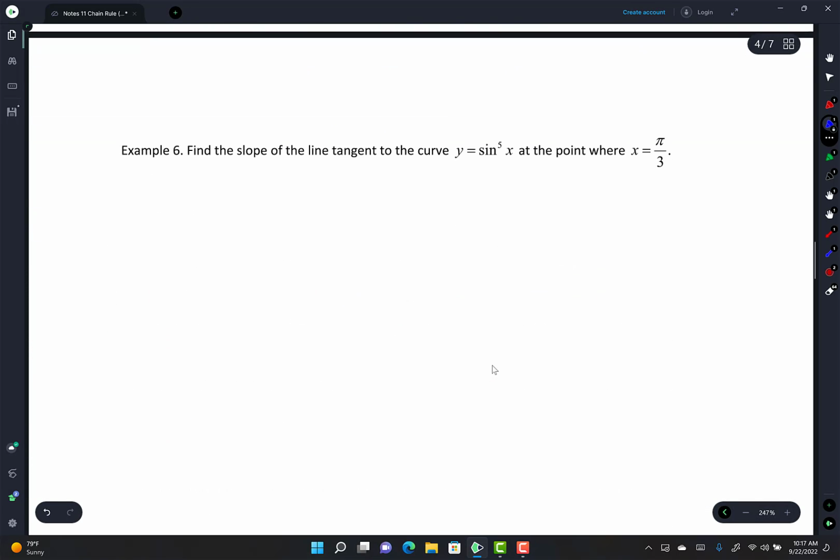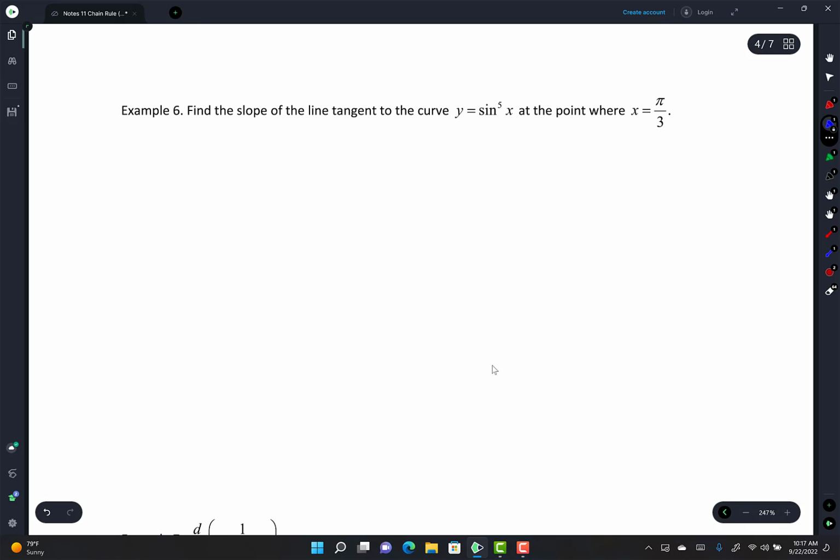All right, look at this one, guys. All right, here we go, guys. Look at this one. No calculators. Find the slope of the line tangent to the curve y equals sine to the 5th power x at the point where x equals pi over 3.